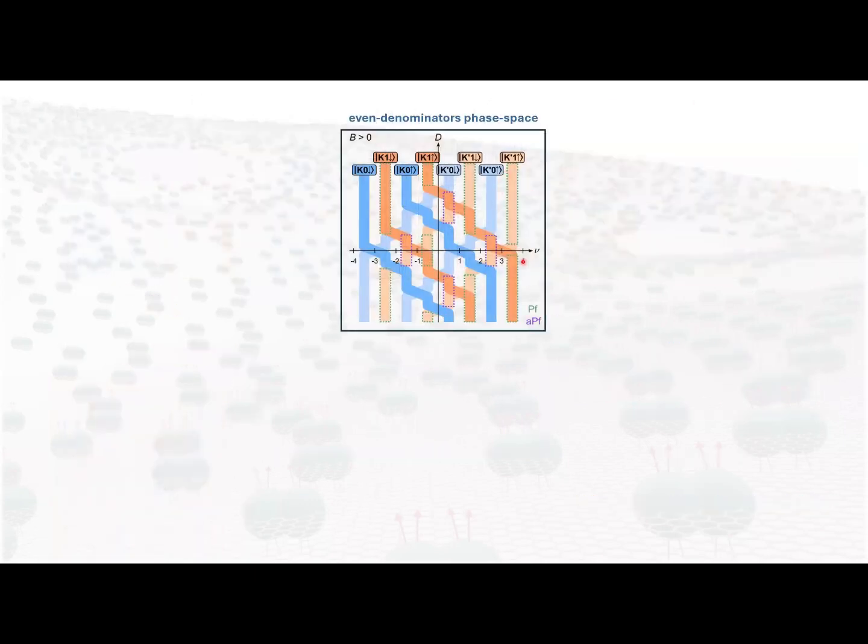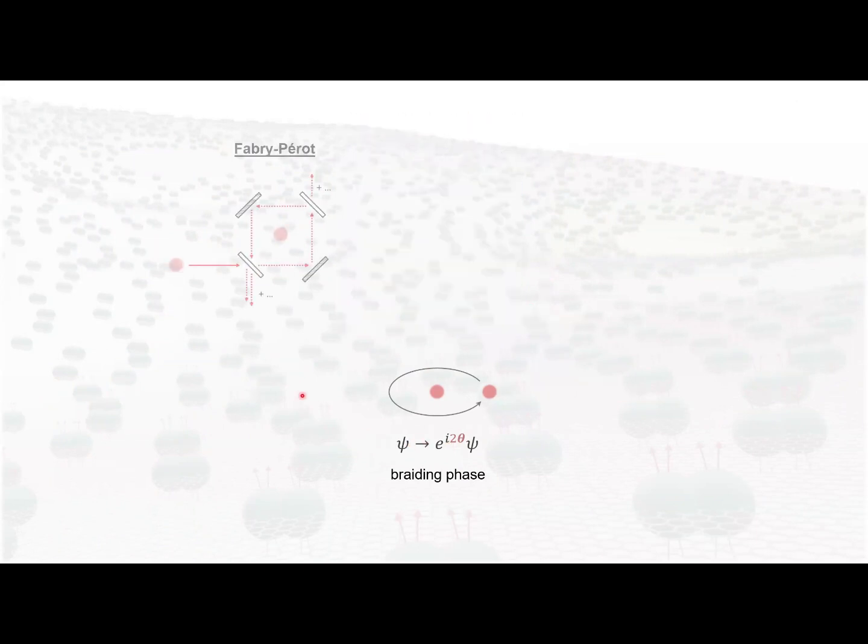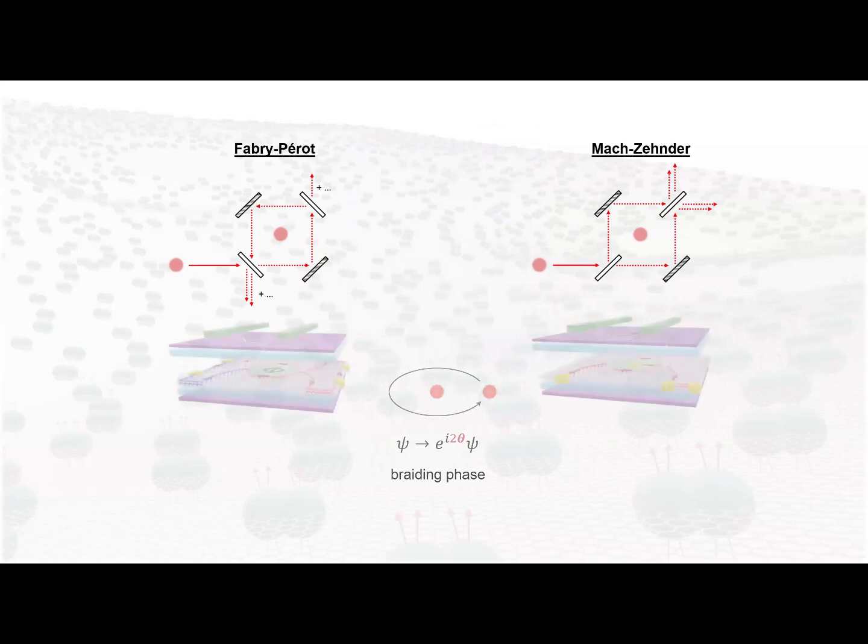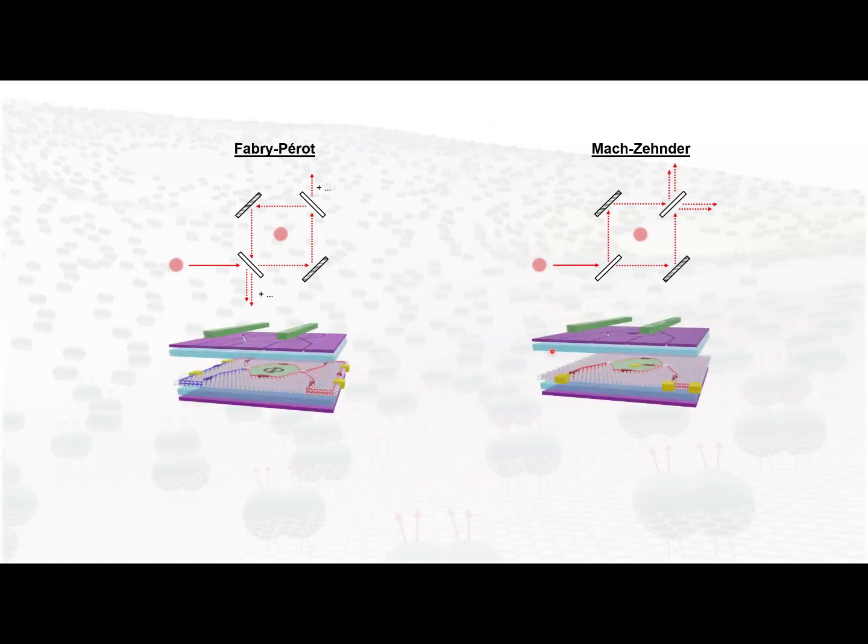So this is basically the even denominator phase space that we have. Now let's switch gears and talk about the braiding phase experiment. If we want to look at phase, we need to look at interferometers. The two interferometers that we have in quantum Hall effect are the Fabry-Perot and the Mach-Zehnder. These are the optical versions, and here you can see the quantum Hall effect version of them.